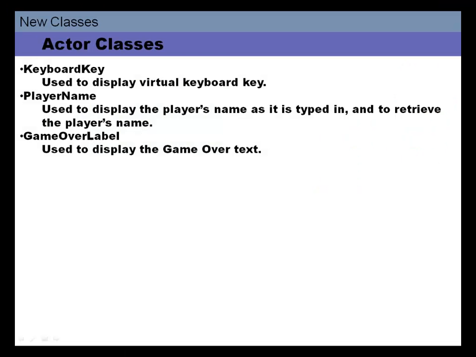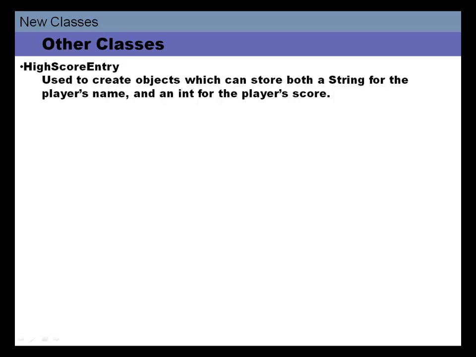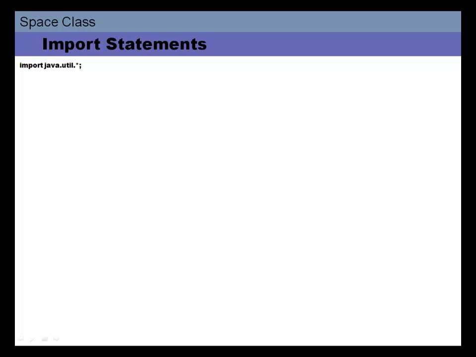First of all, you'll need to add the following classes. We use these for the various purposes as shown here. Additionally, you need to add another class using edit, then new class. Give it the name HighScoreEntry. Now open the Space class, adding the following import.